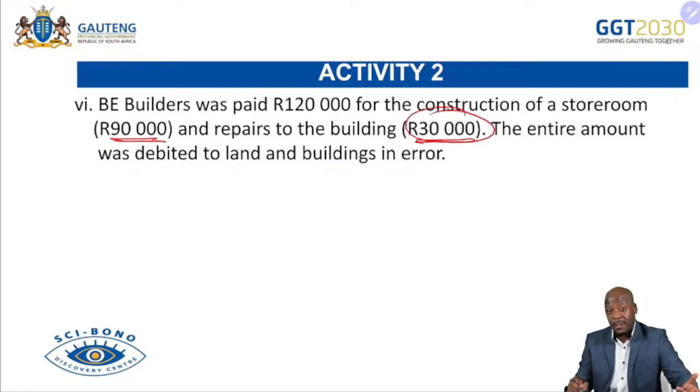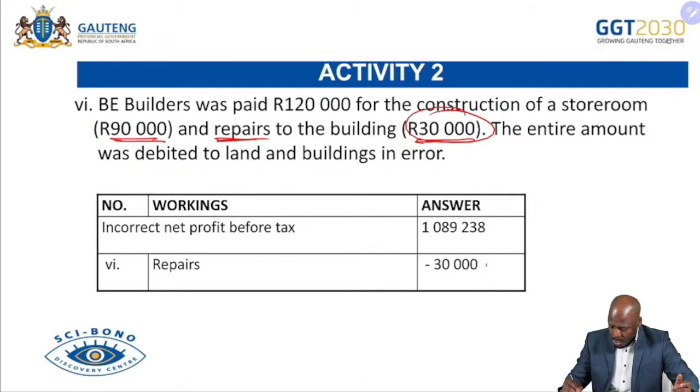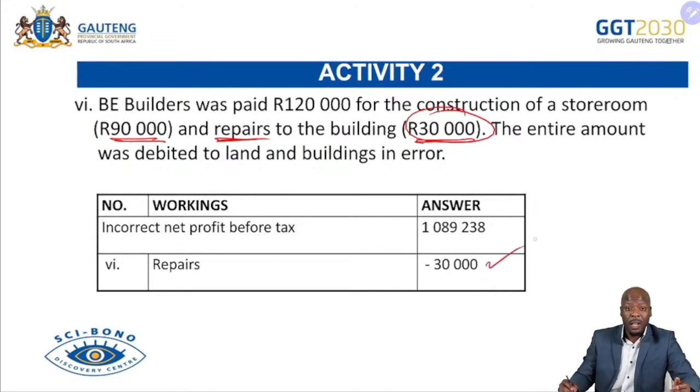Repairs are an expense. They must not be debited to the land and buildings. They are not an asset, they are an expense. So they should have gone to the repairs account. That means we now need to record a particular expense. What is the expense therefore? The expense is repairs. Let's see. In our incorrect net profit, there it is. So we're coming to say minus 30,000. We are recording our repairs. Let's quickly go on to the next aspect.